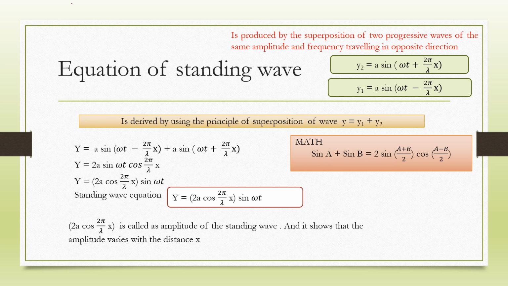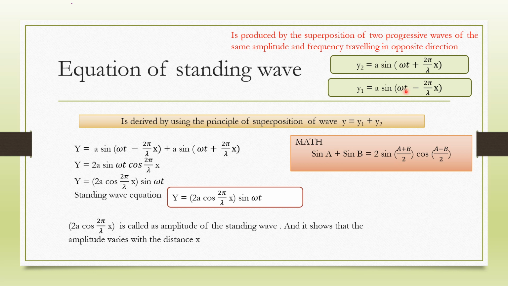Okay, now let's look at the equation of a standing wave. We have already learned in our previous slide that it is produced by the superposition of two progressive waves of the same amplitude and frequency, traveling in opposite directions. So I have the first progressive wave here, which is y1, with the same amplitude as y2. These two are progressive waves, y1 and y2, same amplitude, same frequency.